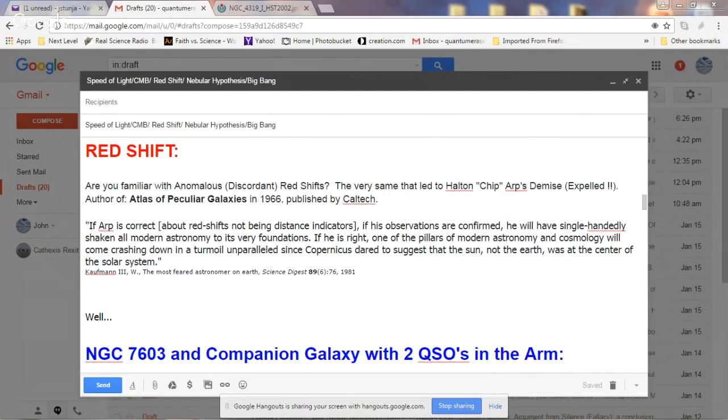Okay, redshift. If you get into this subject, you're bound to run into this guy's name. His name's Halton Arp, and they used to call him Chip. That was his nickname. And he was back in the day, back in the 60s at Caltech. And he used to get a whole bunch of telescope time. And he authored the Atlas of Peculiar Galaxies in 1966. And this is still a pretty popular book.